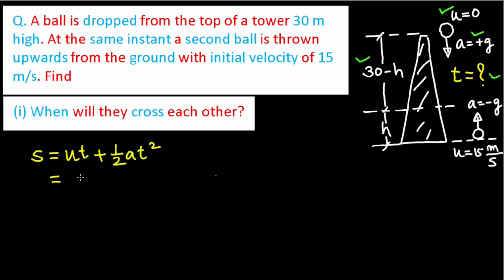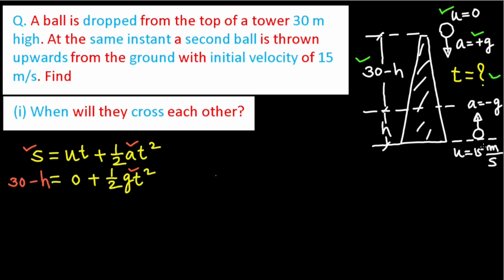That will be, since initial velocity is 0, ut will be 0, and half gt square, replacing a by g. The displacement of the first ball is 30 minus h. So we write for s 30 minus h. So this is for the first ball.